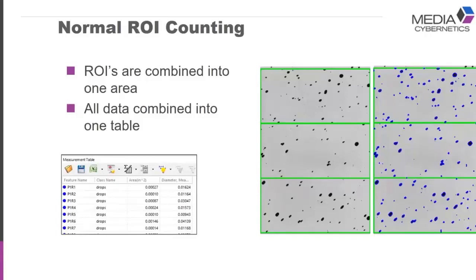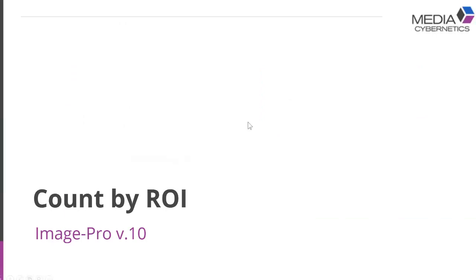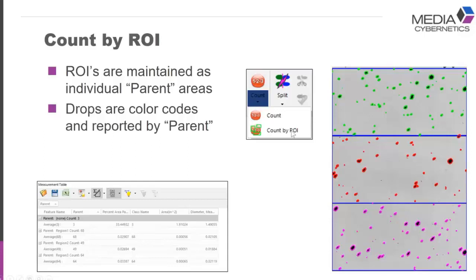So for example, if you have some manufactured part and you need to put specific ROIs, then count maybe failures in each of these locations, or maybe the number of composite material particles, whatever it may be. But I need to keep that data separate. I need to keep it by each ROI as a parent. In this case, in Image Pro 10, we've introduced a slightly different feature under Count. It's called Count by ROI. So you draw your ROIs on the image, set up your counting protocol, and instead of selecting count, you select count by ROI.